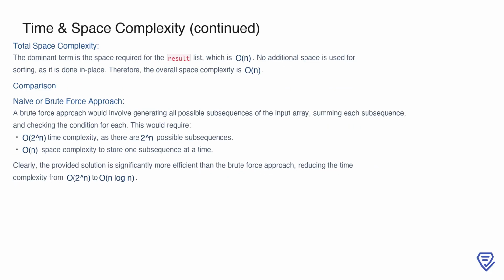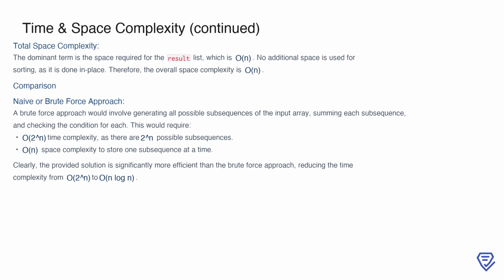The total space complexity analysis highlights that the result list, which can contain up to n elements, is the primary contributor, resulting in O(n) space usage. Additionally, the algorithm's efficiency can be contrasted with a brute force approach. A naive solution would generate all possible subsequences of the input array, calculate the sum for each, and then check the condition for each subsequence.